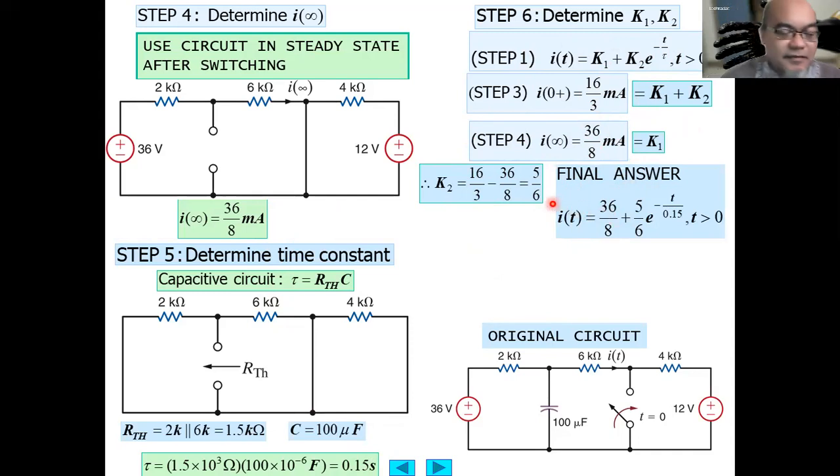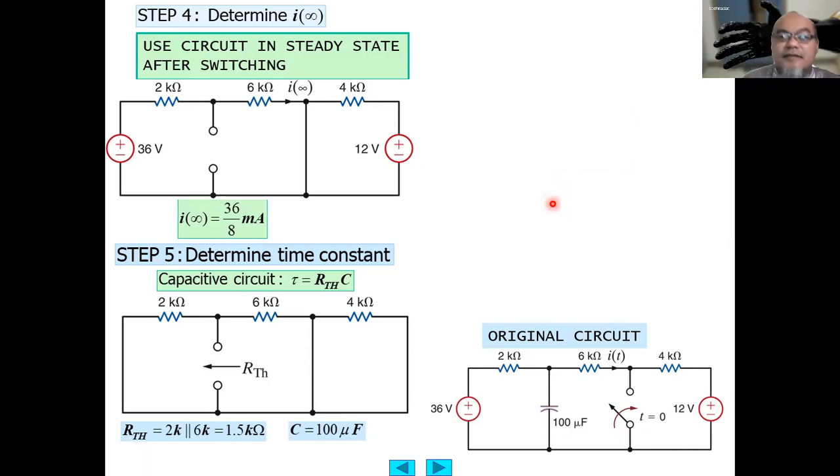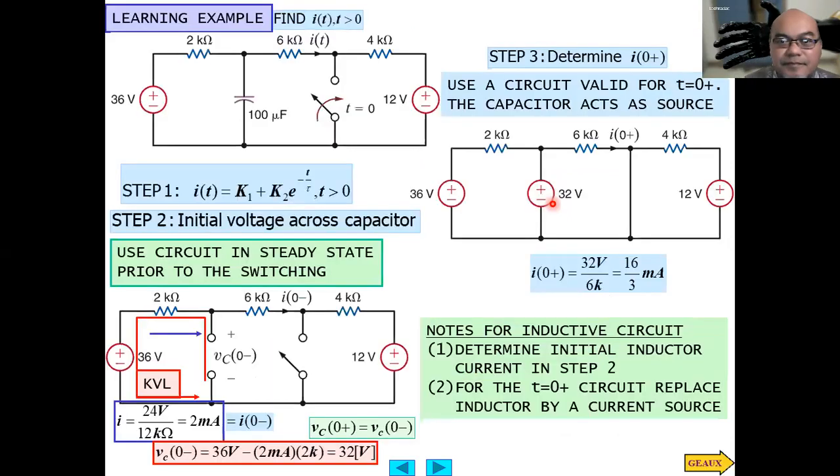Okay, any questions for this? It's quite clear, yeah? So let's review back. Basically, to obtain the initial value, you have to calculate the voltage of the capacitance just before the switching. Yeah, so let's review the previous slide.